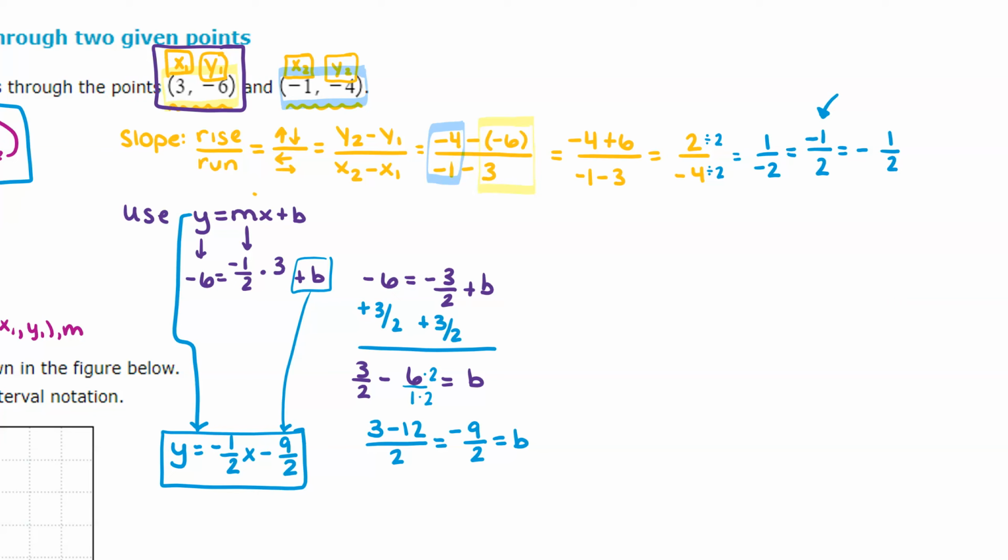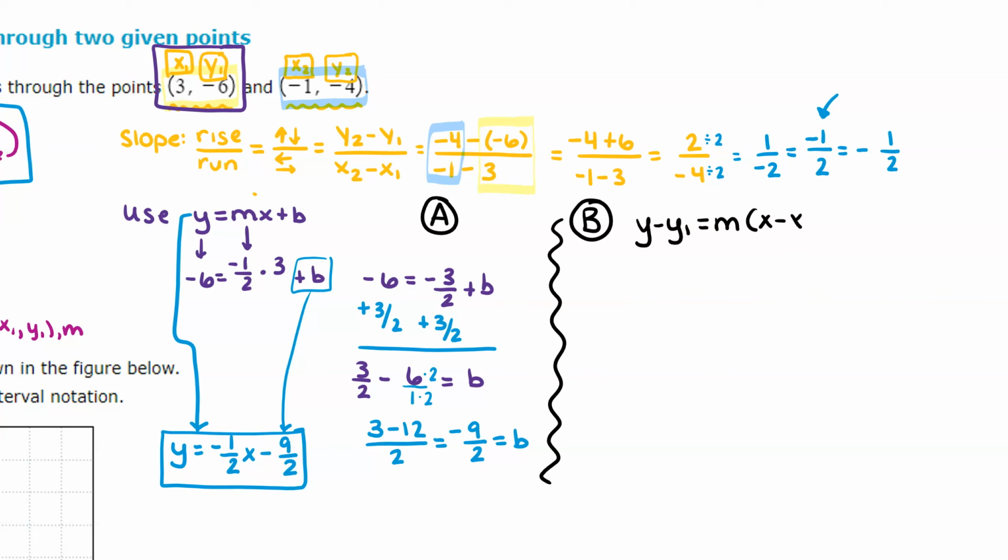So now since Alex shows point slope form, let me also show it here. So option B, so this was option A. Option B is to use point slope. So if you remember it, you could use it. So I would have, again, you could pick either one of your pairs of points to be your x1 and your y1. So I'll still use the purple pair.